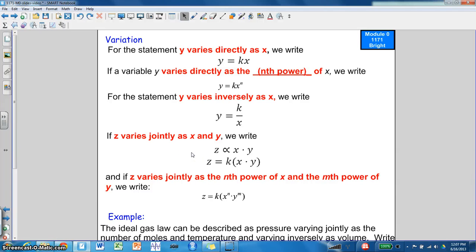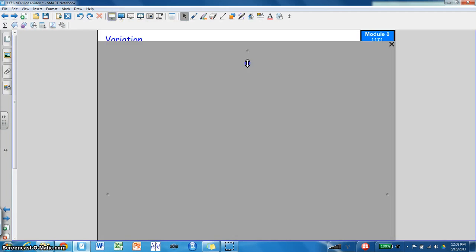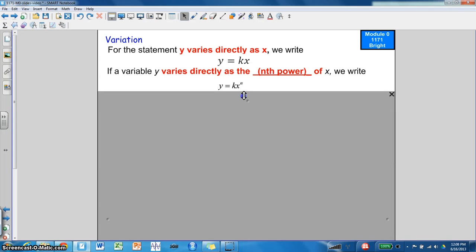And a quick review on variation statements. So we have a couple different versions of variation. If we have the statement y varies directly as x, another way you could say that is y is proportional instead of varies directly. If y varies directly as x, we say that y is equal to some multiple of x. So y is equal to kx. And k here, just for reference, we call that the constant of proportionality.